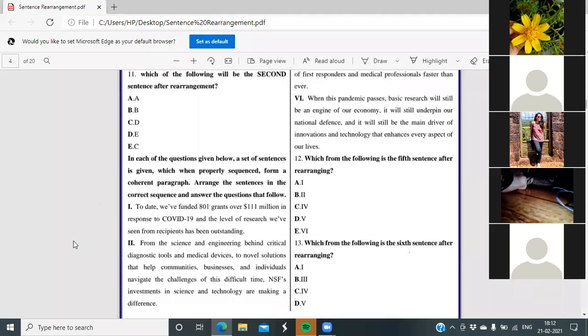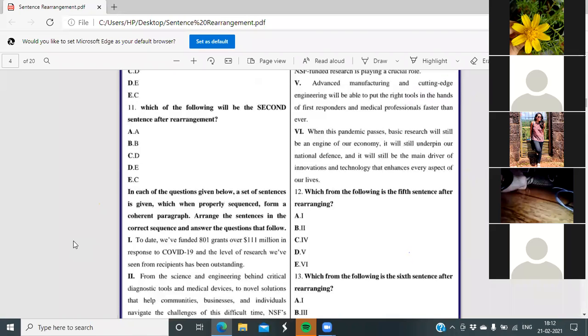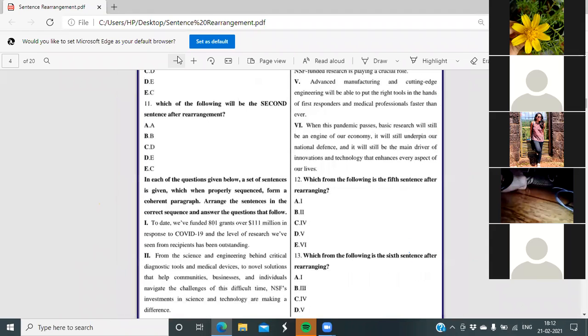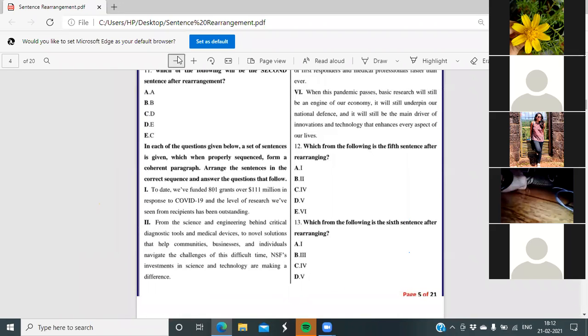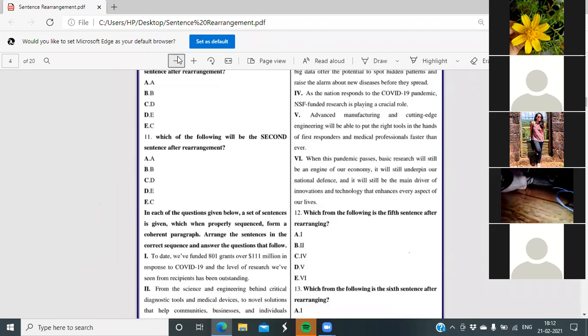In each of the questions below, a set of sentences is given, which when properly sequenced form a coherent paragraph. Arrange the sentences in the correct sequence and then answer the question. So you need to answer this. I just need the correct sequence, okay?